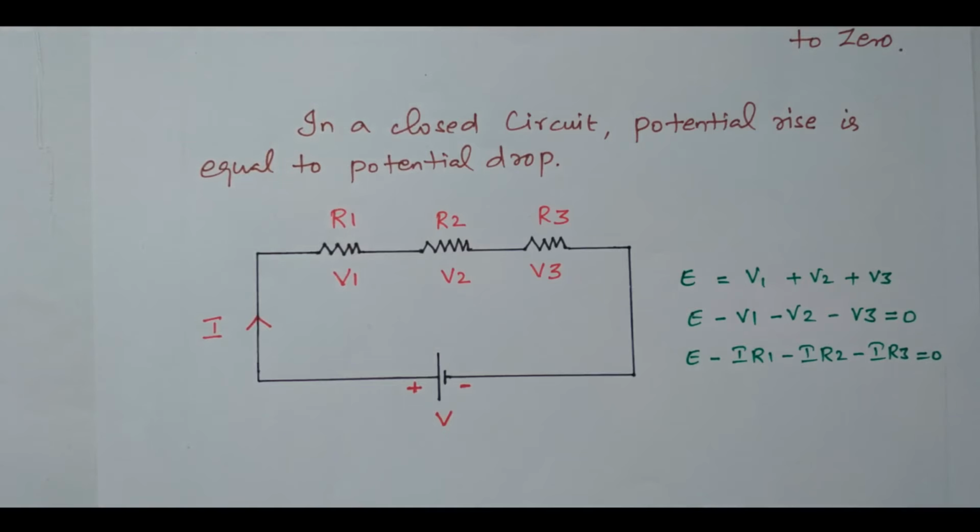So in this video, we discussed Kirchhoff's current law and voltage law. For Kirchhoff's current law, what we need is a node. We are analyzing the incoming current and outgoing current. Kirchhoff's voltage law is applied in a closed path. We are dealing with the potential rise and potential drop in a closed path.